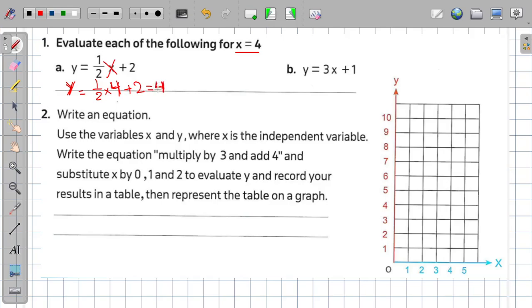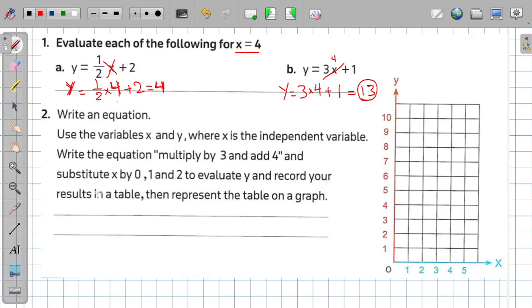Okay, here I have y equals 3x plus 1. So I will replace x with 4. So I have y equals 3 times 4 plus 1. 3 times 4 equals 12. 12 plus 1 equals 13. So the value of y is 13.